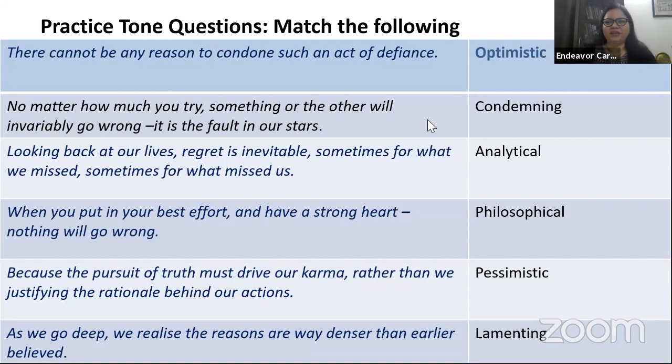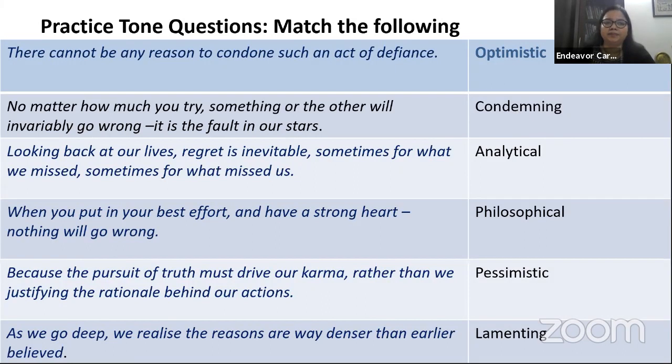Okay. If you had a look at this, let's discuss quickly. So the first one, there cannot be any reason to condone such an act of defiance. Look at the word condone. What does that mean? Forgive. I have no reason to forgive such an act of defiance. What is defiance? To defy, to challenge, to question. Such an act of defiance cannot be forgiven. I am criticizing very strongly, and therefore it should be condemnation.